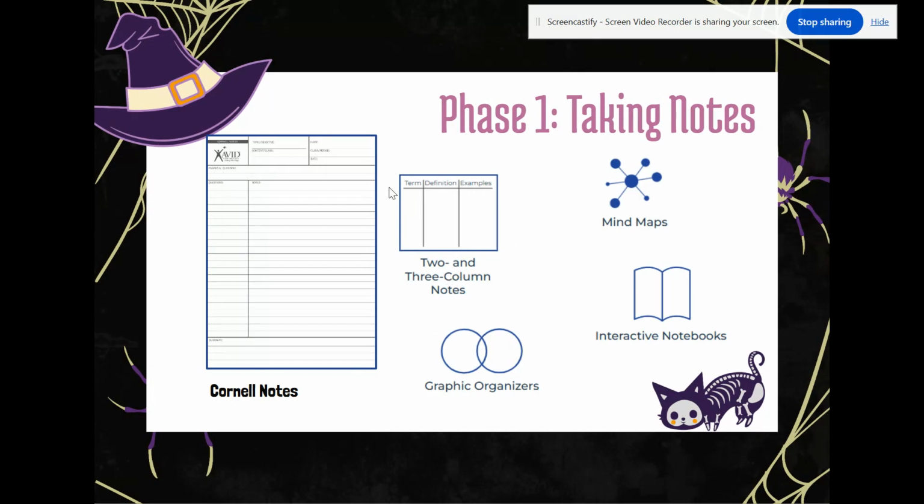The next one that you can do is 2 and 3 column notes. On the left column, you would write the term, in the middle, you would do the definition, and then you would do examples. So this is kind of like when we do our vocab in our math class, we have 3 column notes. Another way is doing a mind map, graphic organizers, I'm sure you've seen plenty of those, and interactive notebooks. So those are just some of the different ways that you can organize your notes depending on what subject you are working with.